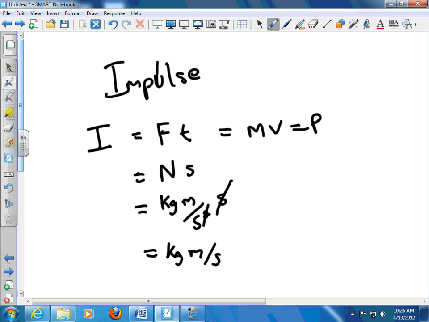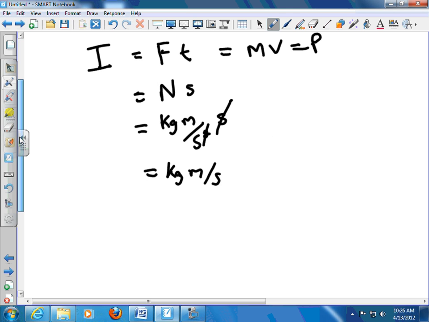Or it can be written as force times change in time equals mass times change in velocity. Fat math.